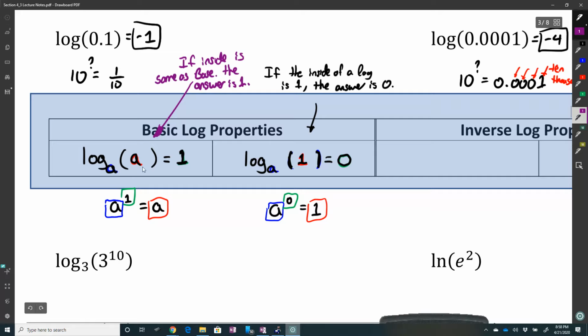That's it. So inside same as the base, the answer is 1. If the inside is 1, the answer is 0.